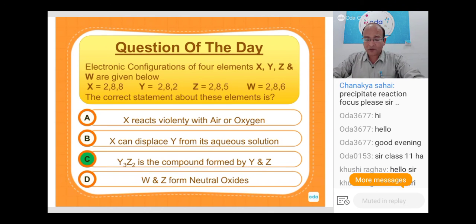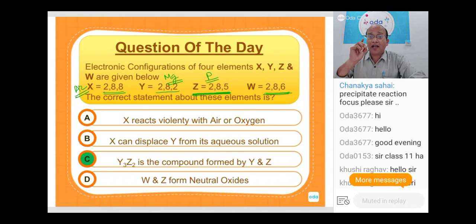The answer is C. Congratulations to the ones who have given the correct answer C. Yeah. This is the electronic configuration which is given to us. Okay, and from this electronic configuration we can find which elements these are. This X is argon. You can see the atomic number is 18. Y is magnesium. Z has atomic number 15. It is phosphorus. Okay, and this is atomic number 16.